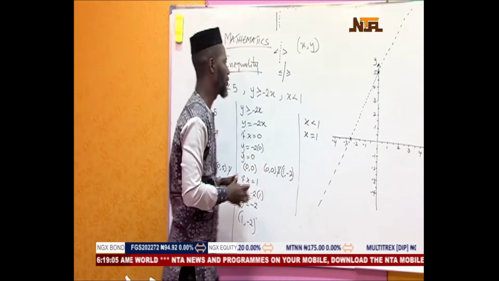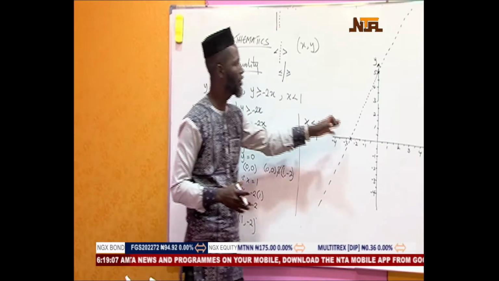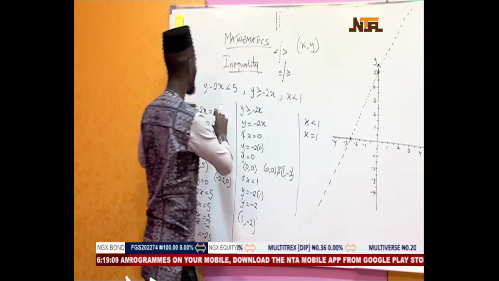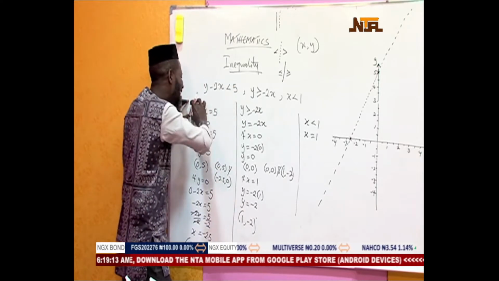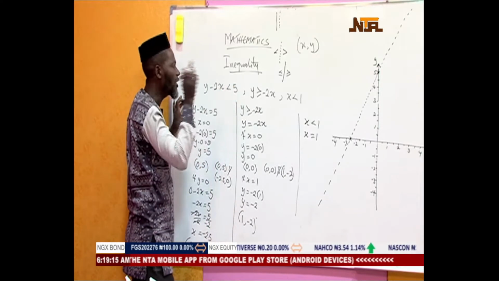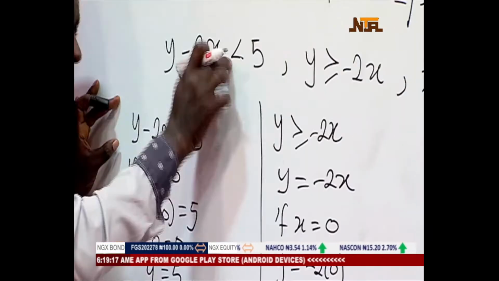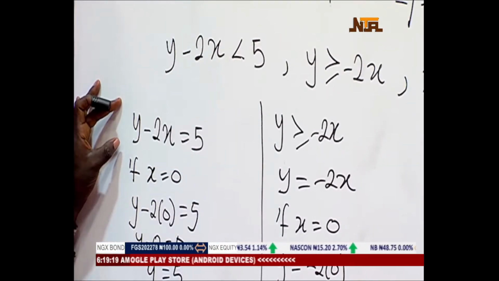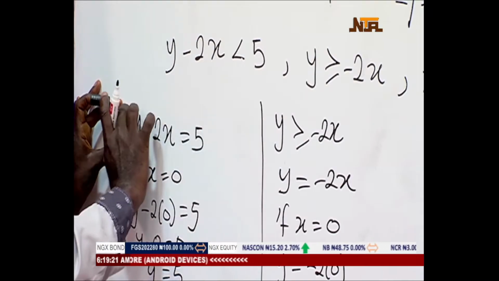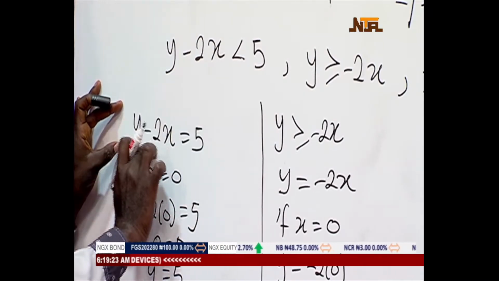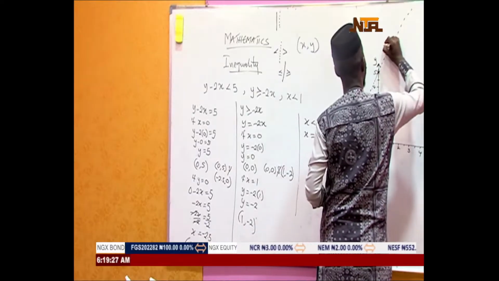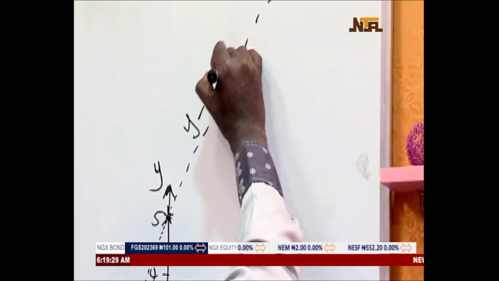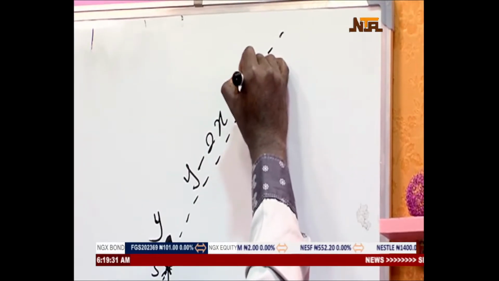Now look at this. What will be written on this line? You go back to this, because you use this one to draw your line. You write this, not this. On no account must you write this on your straight line. So you write this, which is y minus 2x is equal to 5. Y minus 2x is equal to 5.